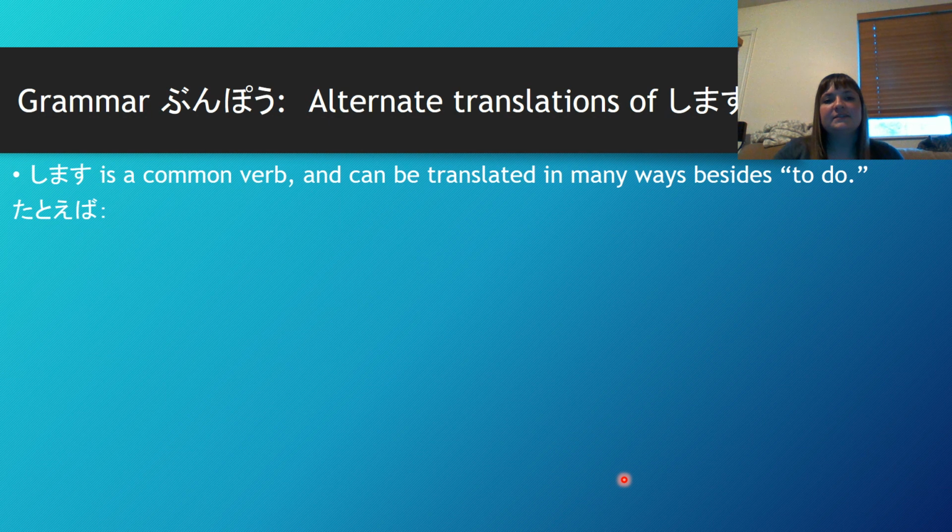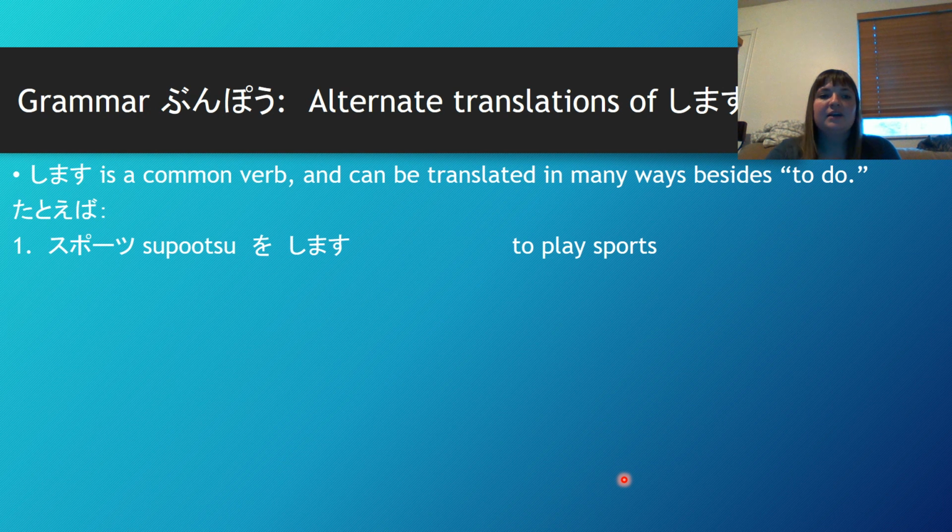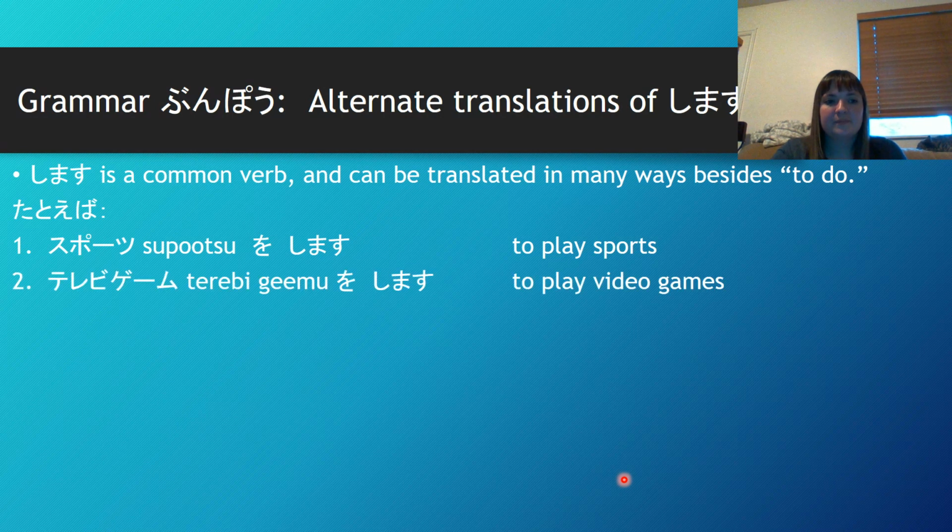Okay, next thing. This is actually not too complicated, right? You may have noticed this already, but shimasu is a common verb, and it can be translated in many ways besides to do. Okay, so it doesn't just always mean to do, right? And when we're using it with these nominal verbs, that meaning changes. So let's look at some examples. So first one, if we're going to say supootsu o shimasu, we're not going to say to do sports. It ends up translating to play sports.